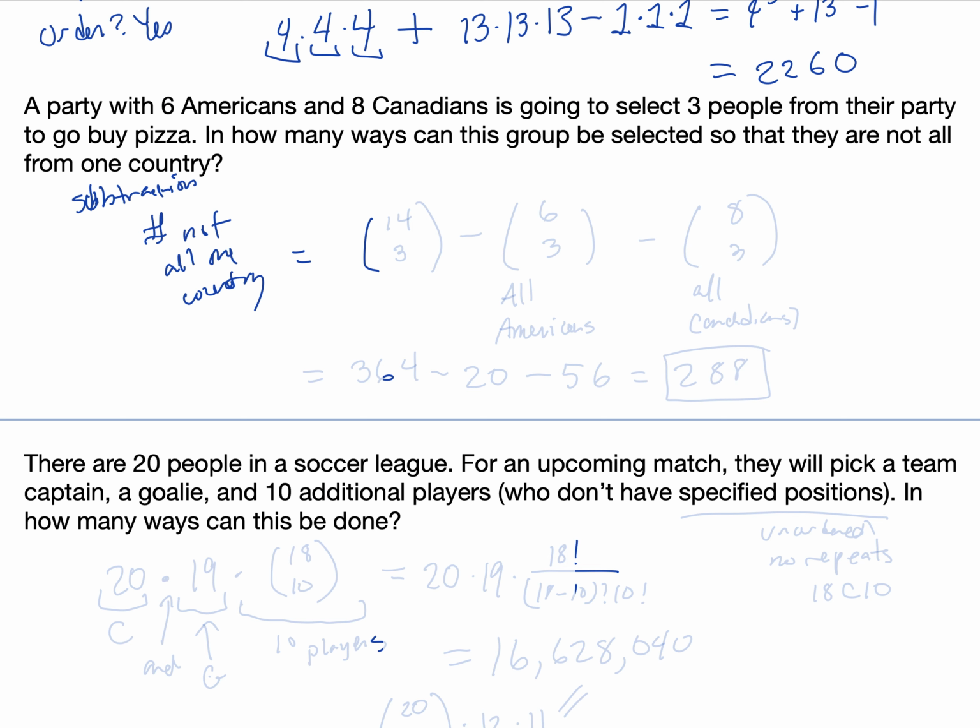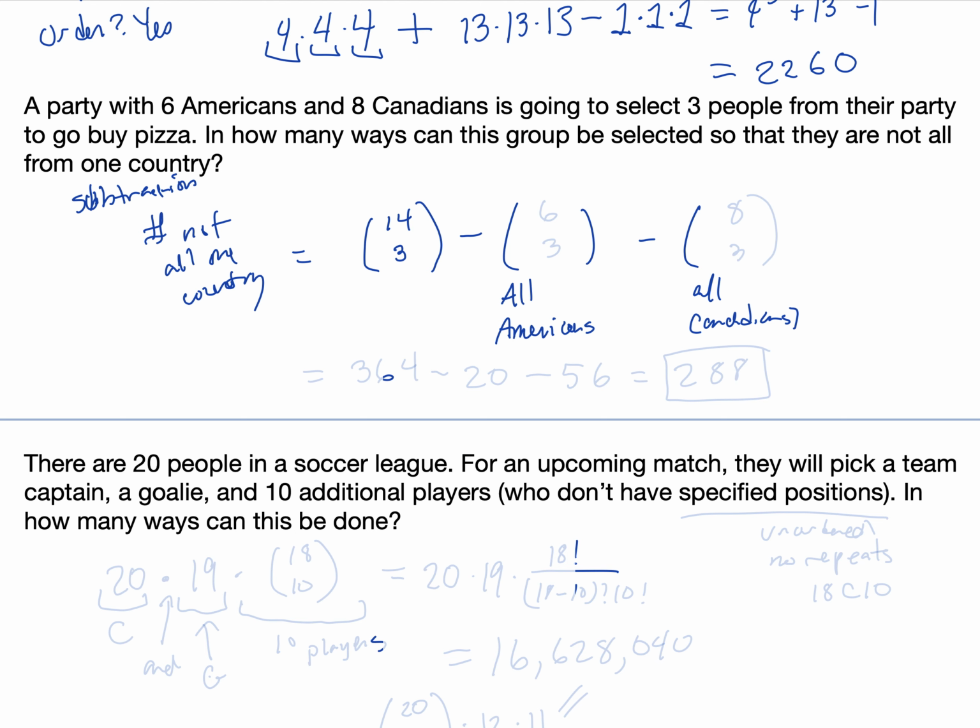So we've got 6 Americans and 8 Canadians. There are 14 people altogether. How many ways can we select this group of 3 people? This is going to be unordered. It's just a group of people. There are no repeats. So this is 14 choose 3. And then we're subtracting the ones we don't want to include. So we don't want them to all be Americans, and we don't want them to all be Canadians.